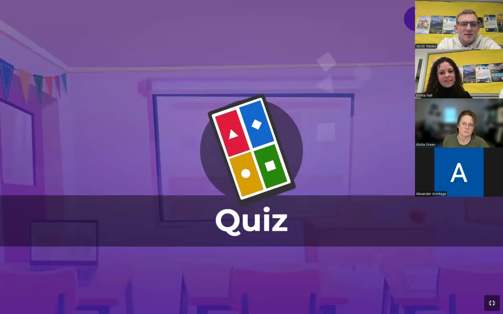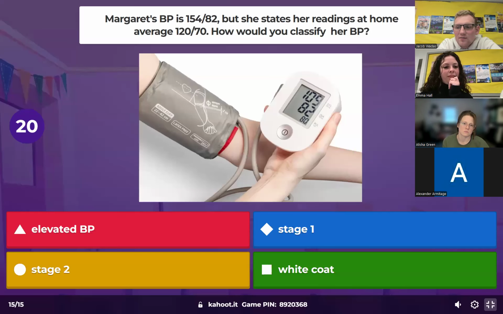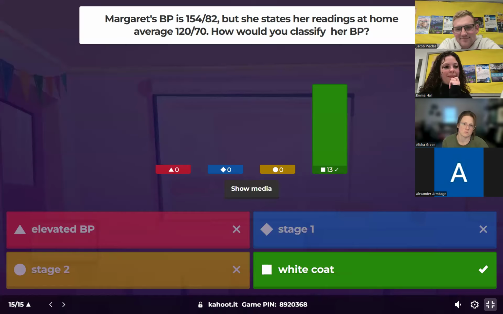Alrighty, last question. Margaret's blood pressure is 150 over 82, but she states that her readings at home average 120 over 70. How would you classify her blood pressure? Very good. Yeah. So this is literally the exact question that we talked about earlier. This is what you would see if they give you a question like this.